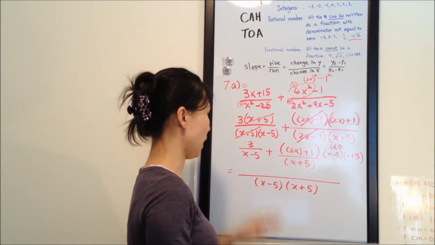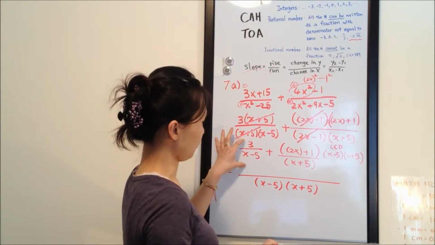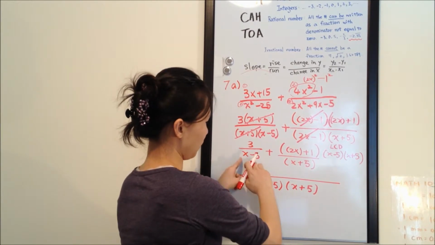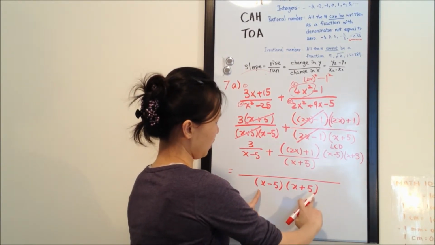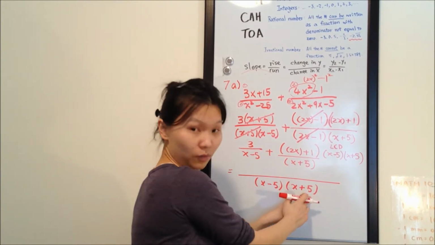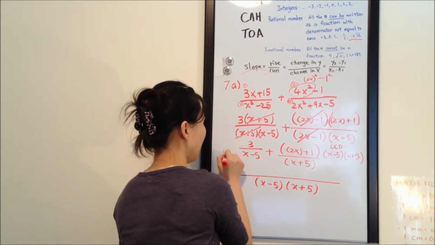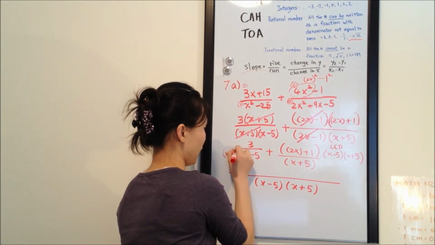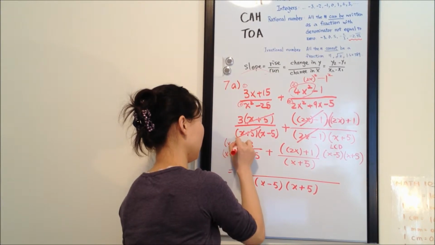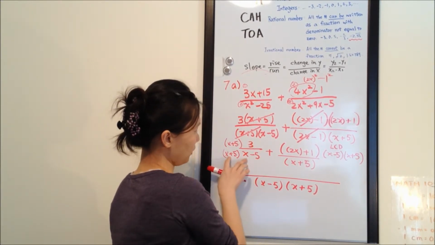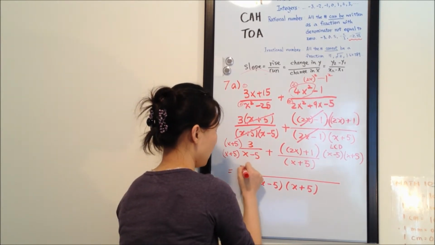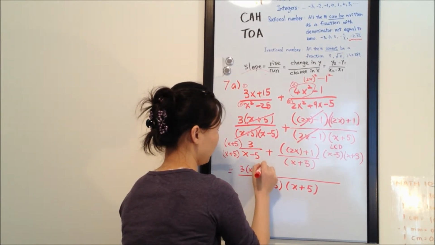Alright, and now we deal with each part. So for this one, 3 over x minus 5, how could that change to the denominator equals this? Okay, then my x minus 5 has to times x plus 5. So when the bottom times x plus 5, then the top has to times x plus 5. Alright, and this one gives me this. I don't have to rewrite it again. But this one will give me 3 over x plus 5.